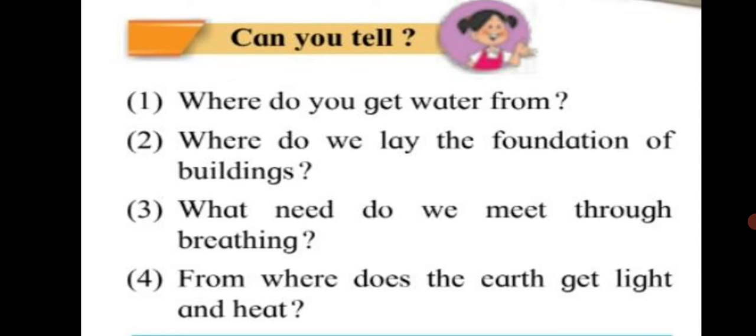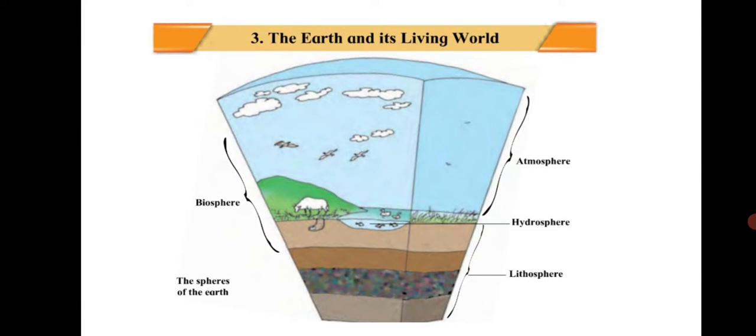From where does the earth get light and heat? The earth gets light and heat from the sun. So we already know the answers to these questions. On the surface of the earth, we find land in some places. This land is called the lithosphere. While in some places we find water. So the water body on the earth is called the hydrosphere.